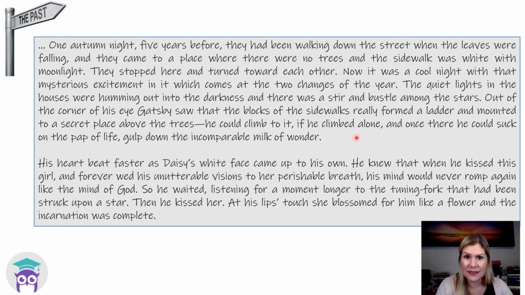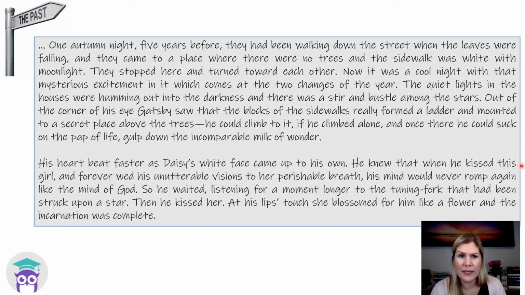But notice he's talking about climbing it alone. Yeah, this is about social climbing. This is about getting to the top. And so this is when he's sort of almost coming to a decision about how his life is going to be. And in this moment, he's obviously in this romantic moment with Daisy. You can tell his excitement, his heart beat faster as Daisy's white face came up to his own. Note again that colour symbolism, this idea, this perfection, this ideal, this pure, this innocent girl.